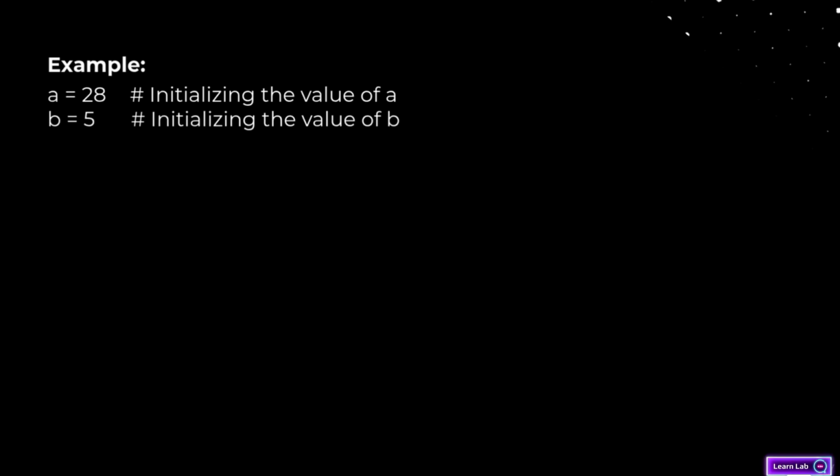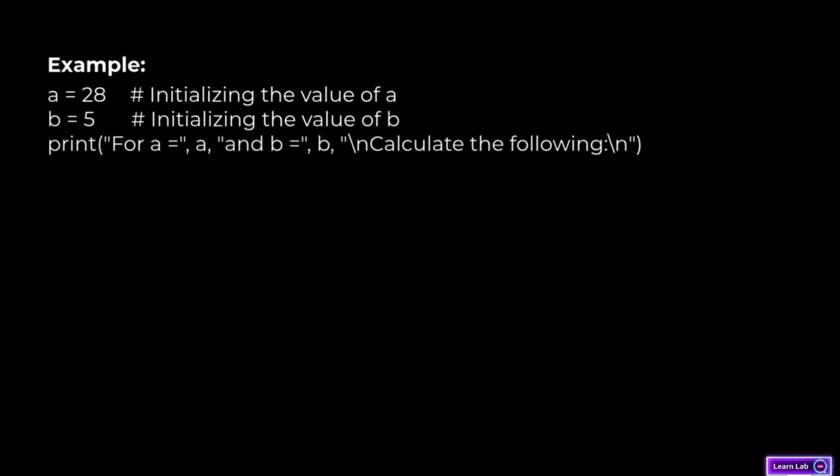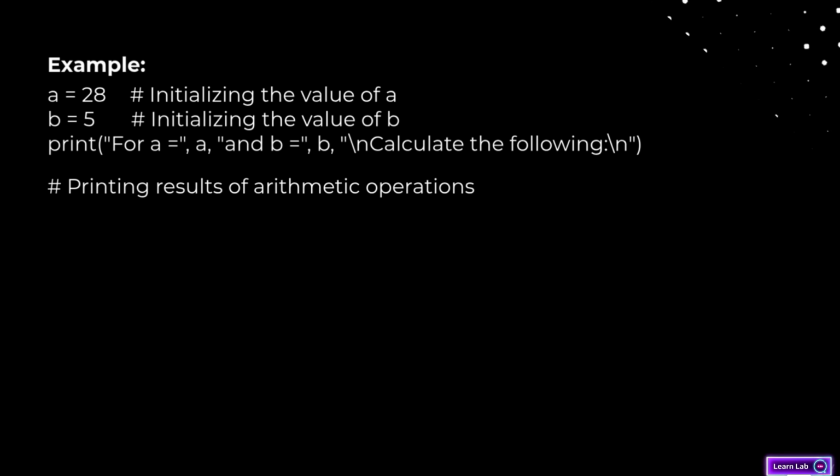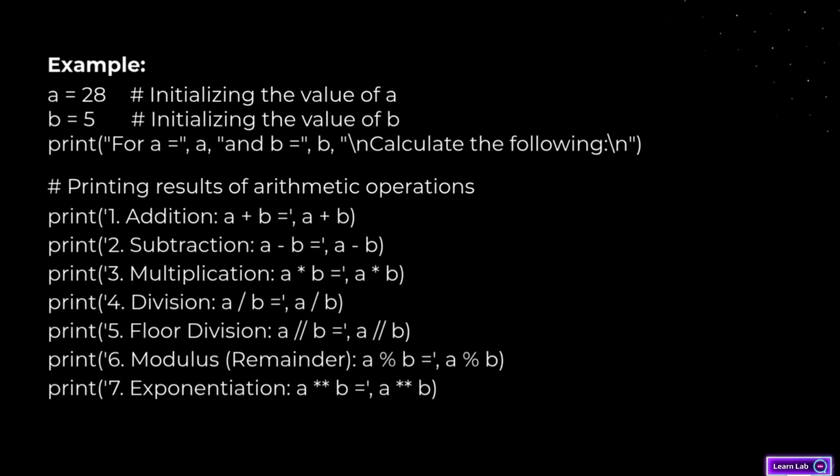Here is the example code demonstrating the use of arithmetic operators in Python. A = 28, initializing the value of A. B = 5, initializing the value of B. Now we will print the calculated values, printing the results of the arithmetic operators. Let's print one by one all the operators, and the output will be: for A = 28 and B = 5.